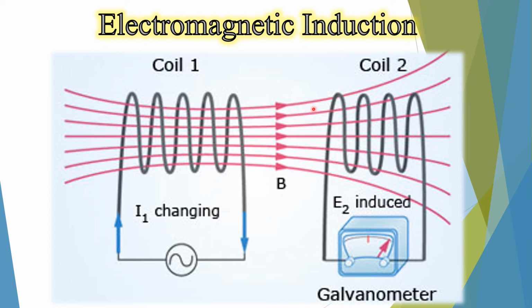But when the magnetic flux through this coil is zero or constant, then there will be no EMF and no current through this coil, because EMF is induced in this coil only when the magnetic flux linkage with this coil is changing.